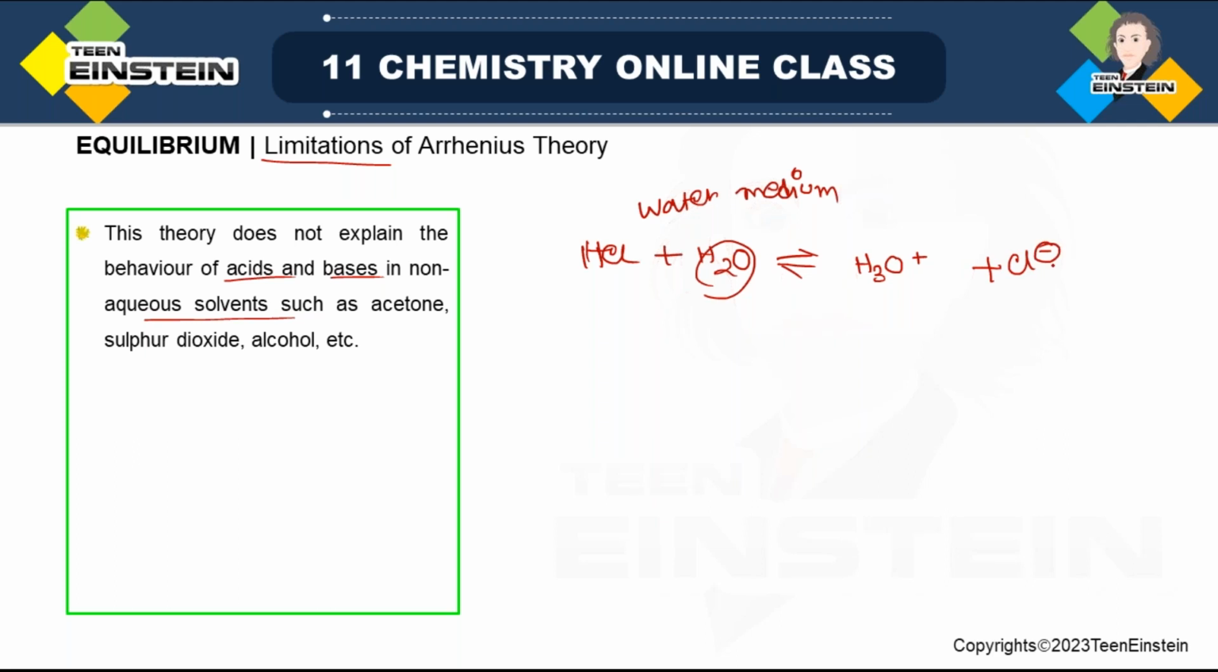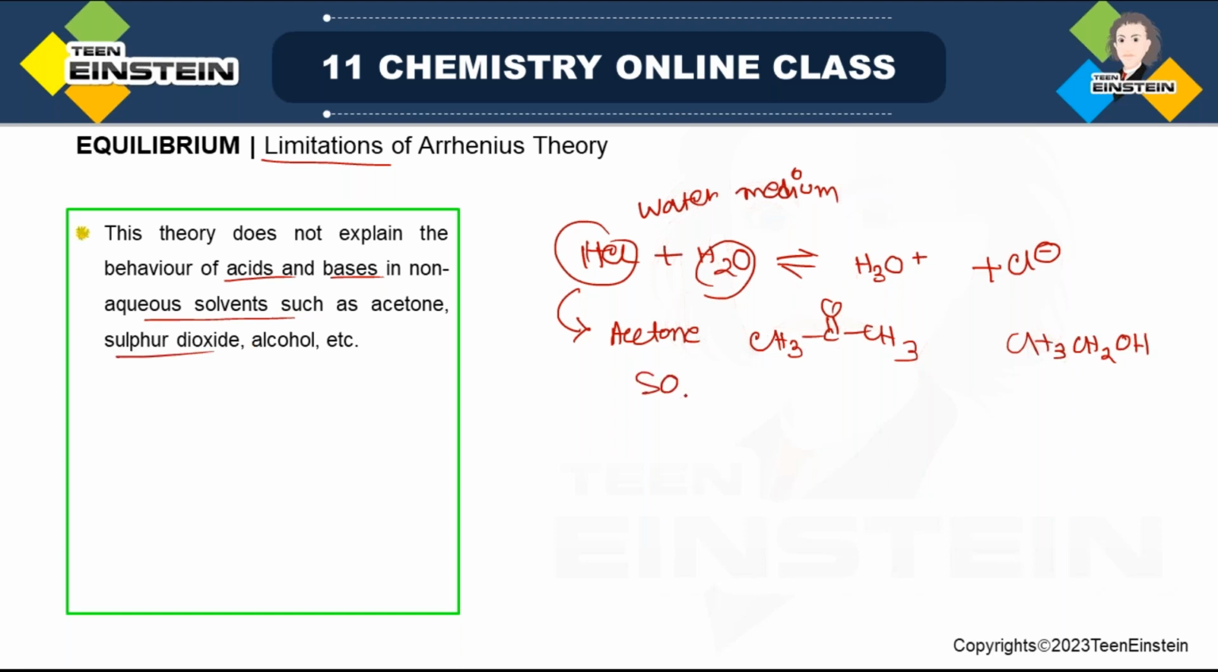Fine. But suppose the same reaction, you have taken HCl in acetone, which is an organic solvent. The formula for acetone is CH3COCH3. Or you may take it in some alcohol like ethanol, CH3CH2OH, or you can take it in sulfur dioxide. So all these are basically non-aqueous solvents. When we say solvent, the first thing that appears in our mind is water, but that is an aqueous solvent. But there are so many other types of solvent except water, and you will call them non-aqueous solvents, obviously.